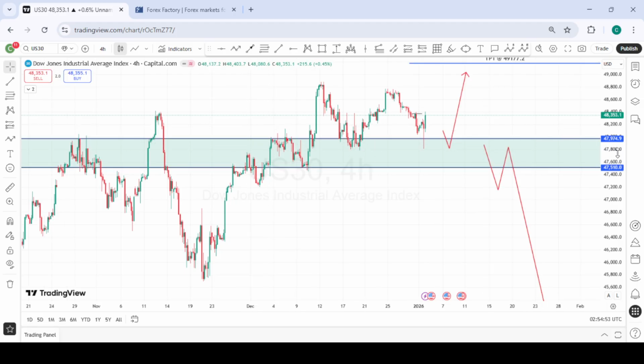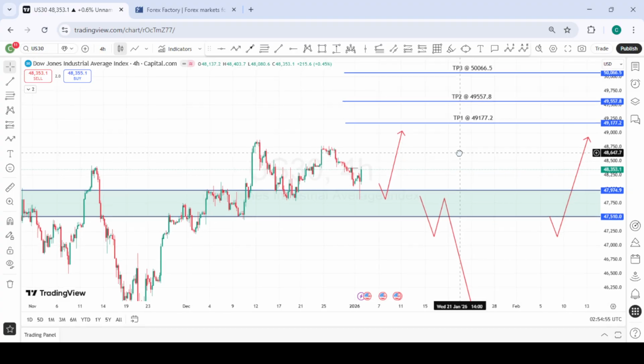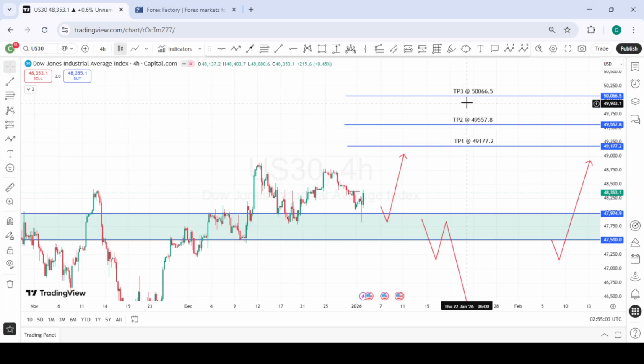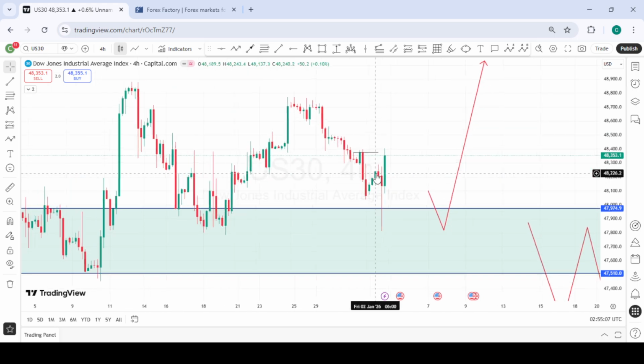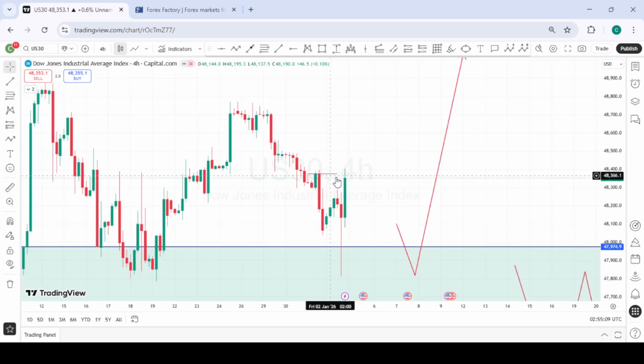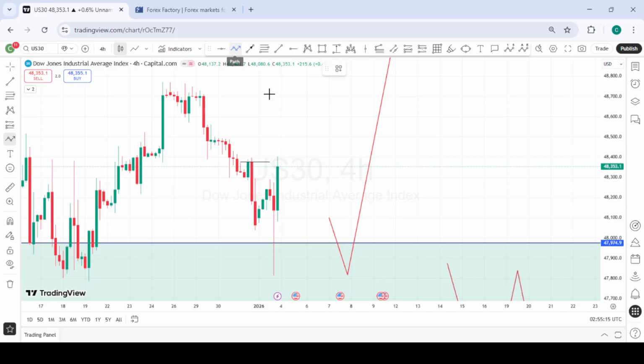We have here US30. US30 has actually reacted strongly from this area of interest, and we are looking for it to see some buying momentum to continue or to hit these various targets we have above here. So for us to consider this bullish, we are waiting for this 4-hour structure shift above the structure point we have here.